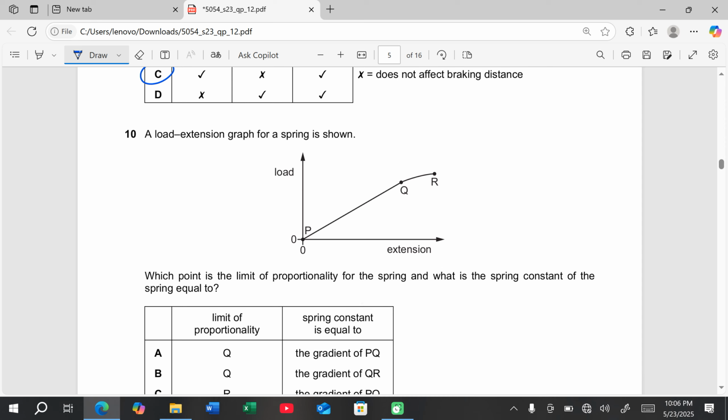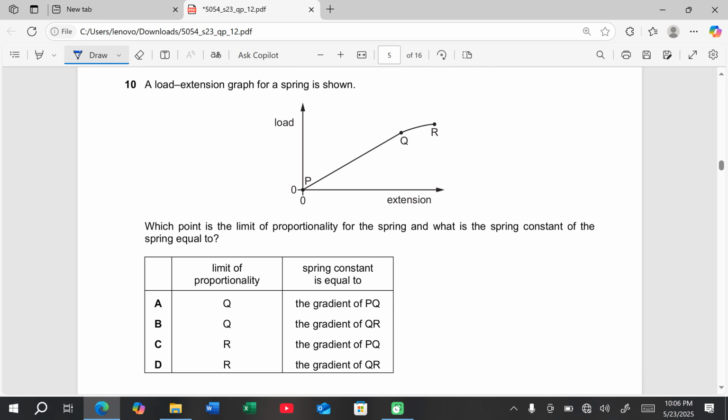A load extension graph for the spring is shown. Which point is the limit of proportionality and what is the spring constant of the spring equal to? Since it's a load extension graph, Q is going to be the limit of proportionality and the gradient of the line PQ is going to give you the spring constant, so that's A.